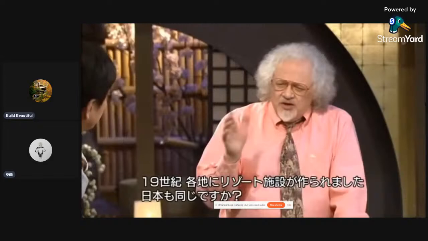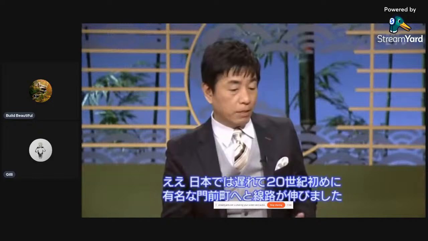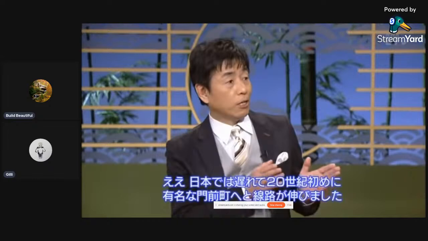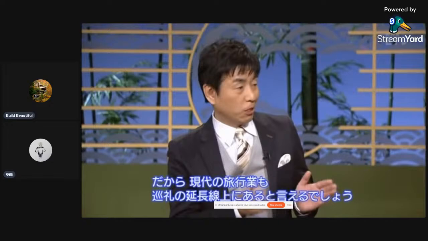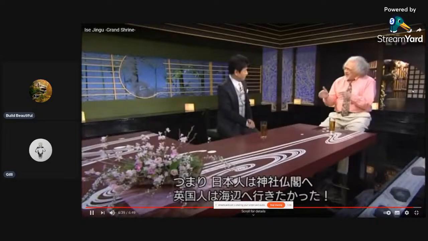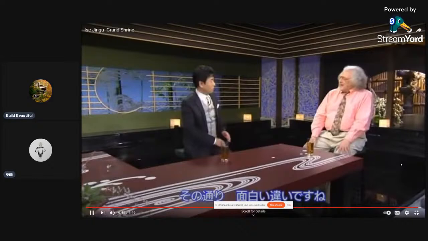Was there something similar here? But a bit later. In the early 20th century, many railway lines were extended to famous shrine and temple towns. You could say that Japan's modern tourist industry started as an extension of pilgrimage. So the Japanese wanted to visit shrines and temples, and we wanted to go to the seaside. That's right. Wow, that's a very interesting difference, isn't it? Yeah, it is.